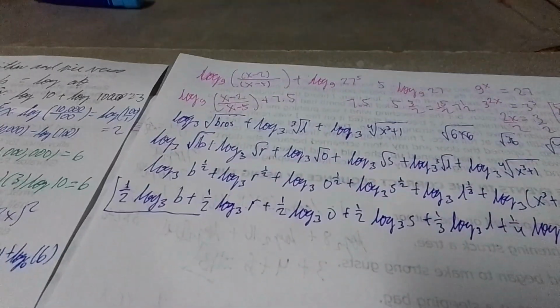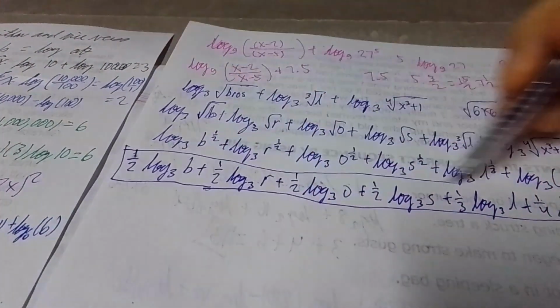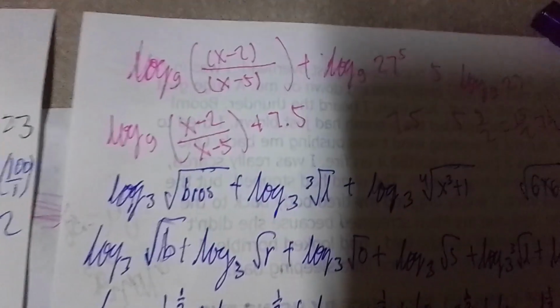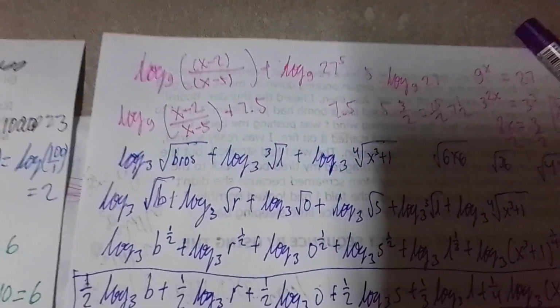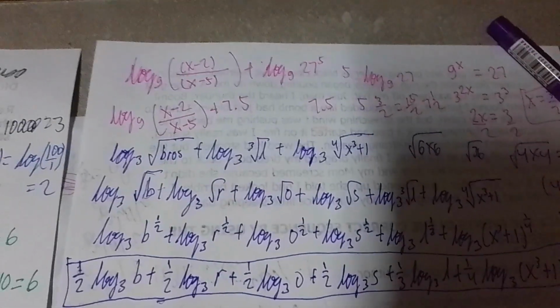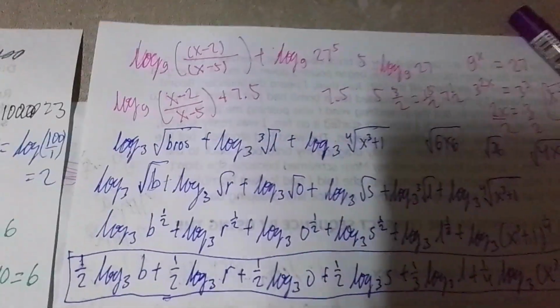That's how we expanded this log, and we come up with this final answer. Okay? Or another way that you can simply do is this. You can raise them all to the 1/2 power. Remember, I said you can write it as log base 3 of b, r, o, s raised to the 1/2 power. Then you can set the 1/2 aside first, then work on the rest, and after that, you work on the last one when you're finished. That's also another way that you can do it.